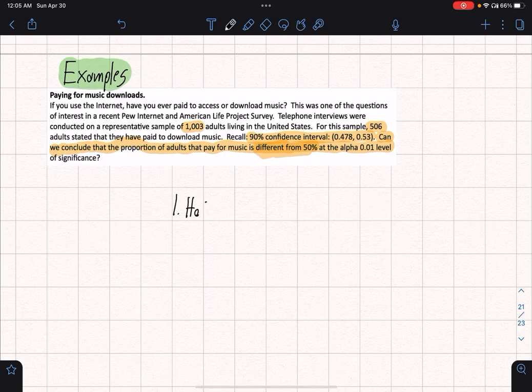So let's start with our hypotheses. So I like to start with the null or alternative hypothesis. So I'm going to say pi not equal to 0.5 because we're being asked, is it different from 50%? Different could be less than or greater than. So that's a two-sided test. Therefore, my null hypothesis is pi equal to 0.5. So this is a two-sided test.